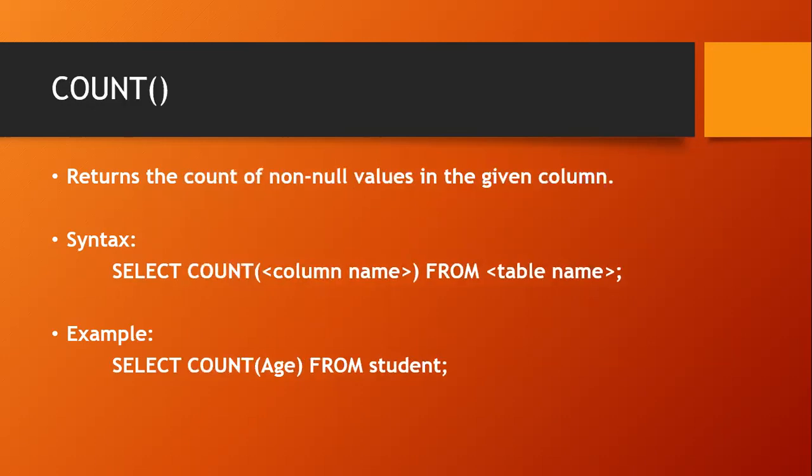Count means what? It will return the non-null values in the given column. If a null value is there in that particular column, it will not be counted. Excluding the null values, it will return the number of items in that column. Similarly, the syntax is select count, and in the bracket you specify the column name, and from the table name. For example, if I just want to display the count of items in age from the student table, select count of age from student. So these are the aggregate functions available in SQL.